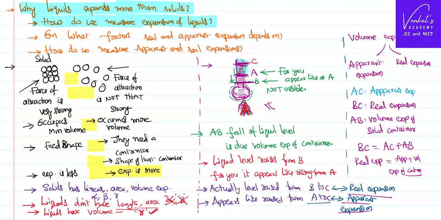Well, then there is one more. How do you measure these expansions? This is the next thing that we would like to talk about. We will say there are expansion coefficients, like apparent expansion coefficient and real expansion coefficient. We are postponing it to the next part of the video. But we'll say on what factors the real and apparent expansion depend.